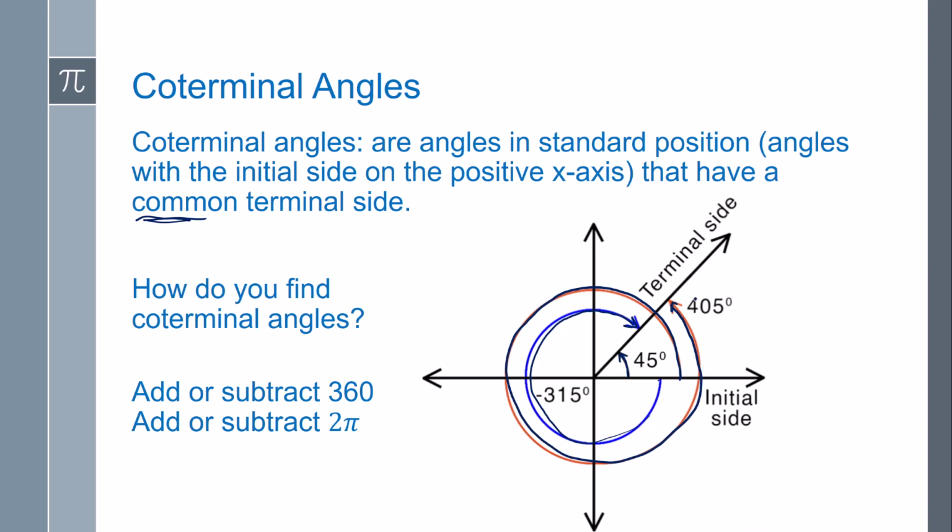All three of these angles, negative 315, 45, and 405, they are all coterminal angles because they all have the same initial side and end at the same spot, which is the terminal side. That's a coterminal angle where it starts and ends at the same spot. So how do we find them? Well, the very simple way is we add or subtract 360. That's it. Or if it's in radians, we just add or subtract 2 pi.